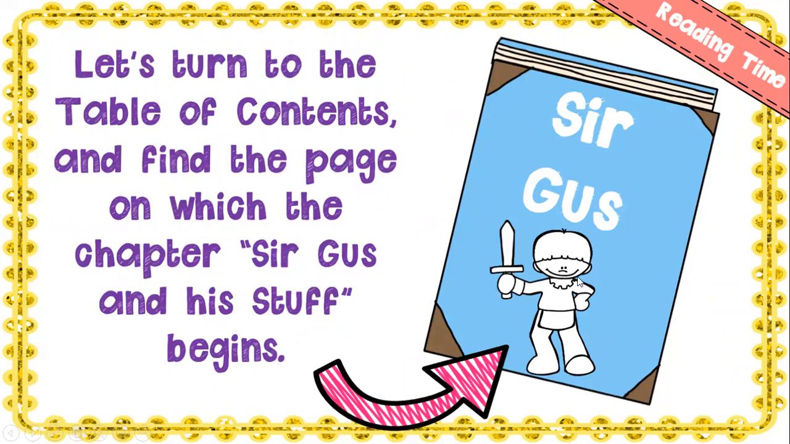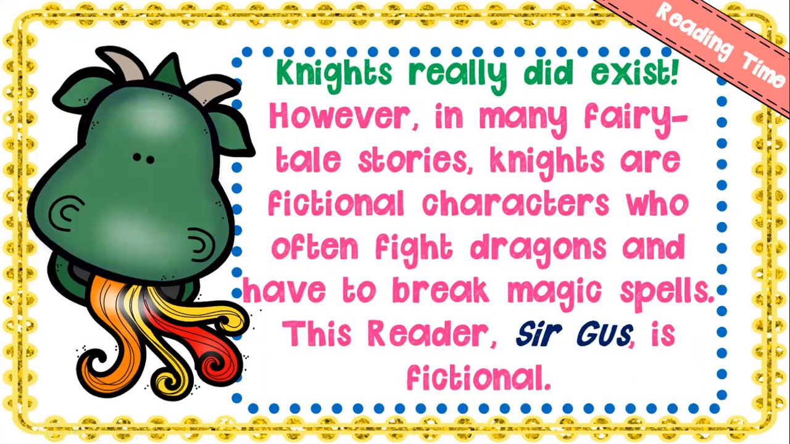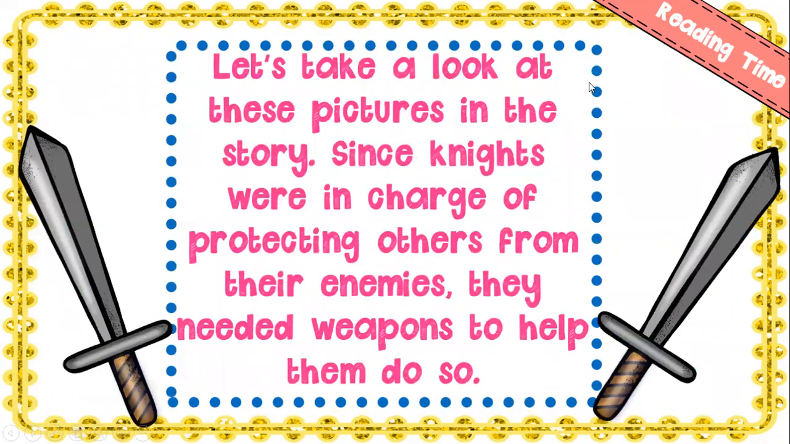Now, if you use your Amplify app and look in the table of contents and find the page on which Sir Gus and his stuff begins. Now, this section has illustrations of things from the Middle Ages, referred to as medieval times, a period of time when there were kings, knights, and queens. So you'll see some of these different pictures to kind of get your brain activated on these medieval times. Knights really did exist. However, in fairy tale stories, knights are fictional characters who often fight dragons and have to break magic spells. This reader, Sir Gus, is fictional. So it is a fake story. And even though knights did exist, in a fictional story they're exaggerated. They're fighting things that are fiction or fake. Now let's take a look at these pictures in the story.